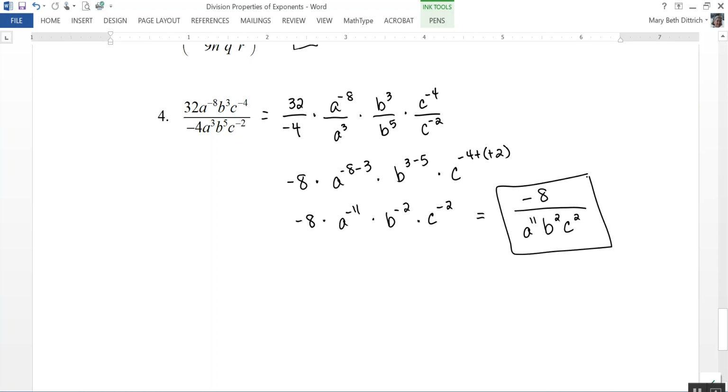So in this video, we took a look at some of the division properties of exponents, how to deal with dividing two powers, how to deal with negative exponents, and how to deal with raising a quotient or a fraction to a power.